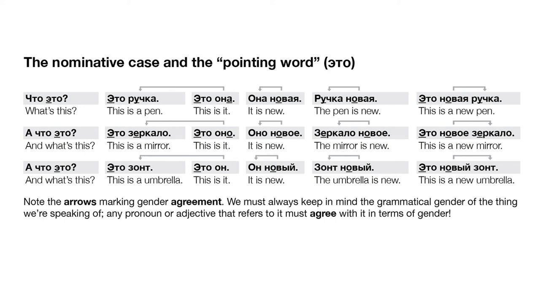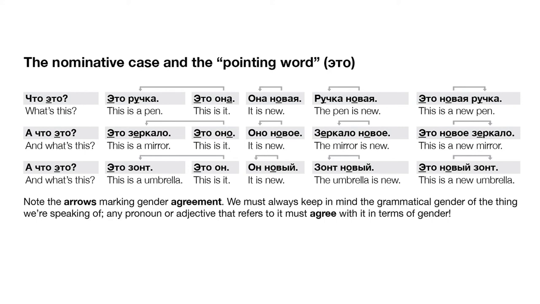Let's look at a neuter example. А что это? Right, we're following up, hey, what about this? What's this or what's that? Pointing at it. Это зеркало. It's a mirror. This is a mirror. That is a mirror, right? That sentence can be translated in any of those ways into English. Okay, now зеркало, this thing we're talking about, is grammatically neuter. So everything we say about it has got to be neuter. Это оно. Оно новое. Зеркало новое. Это новое зеркало.